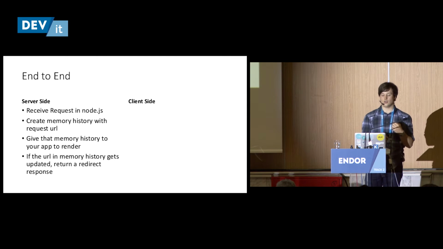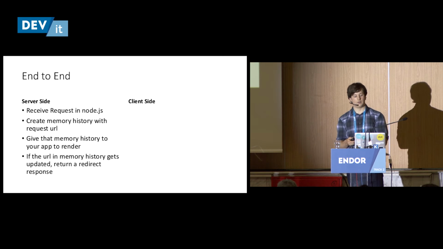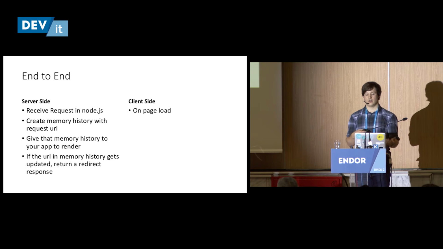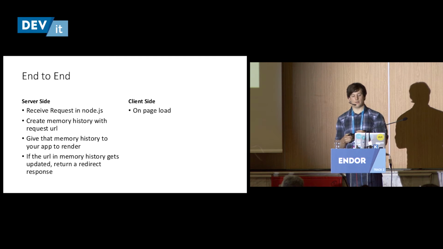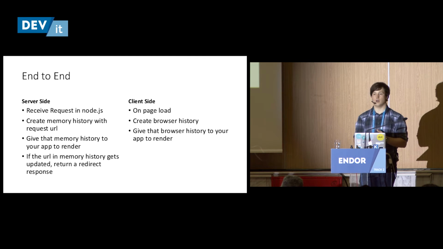And if the URL in the memory history gets updated in the process of rendering our app, then we return a redirect response. On the client side, when the page loads, we're going to create the browser history. We're going to give that history to our app to render with, and then that's it. The app can handle all the updates to the history.